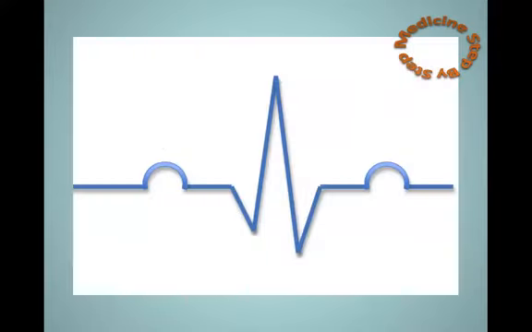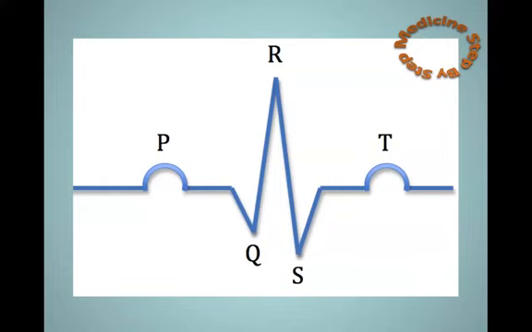The pattern consists of a P wave, followed by a negative Q deflection, positive R deflection, negative S deflection, then followed by a T wave. The deflections of the Q, R and S together make up what is known as the QRS complex. So now we have the P wave, QRS complex and T wave.